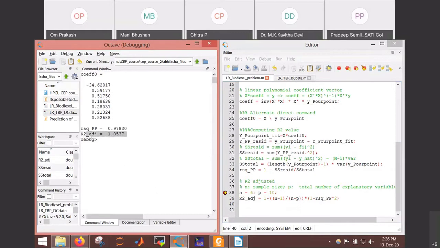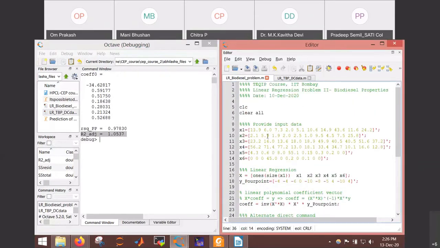This is actually quite big. For a good model, this should be low, I think almost near 0.2, 0.3, something like that. Because we had 6 fatty acids and only 10 samples, maybe because of that.